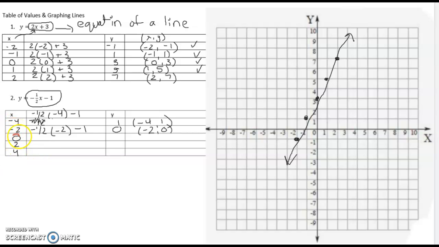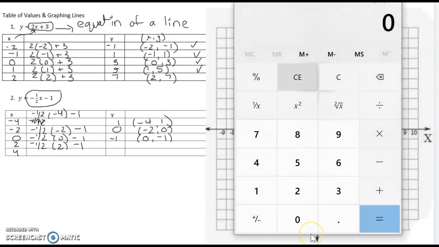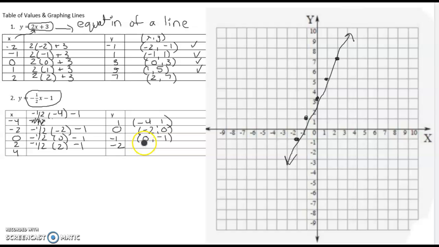Next one, let's plug in 0 for x. So we're going to have negative 1/2 times 0 minus 1. Well, we know anything times 0 is 0, and then 0 take away 1 is negative 1. So my point when x is 0, y is negative 1. Next one, negative 1/2 times positive 2, take away 1. So we have negative 1 divided by 2 equals negative 1/2, times it by 2 equals negative 1. Take away 1 gives us negative 2. So when x is 2, y is negative 2.